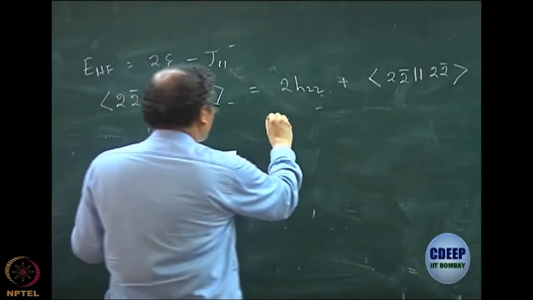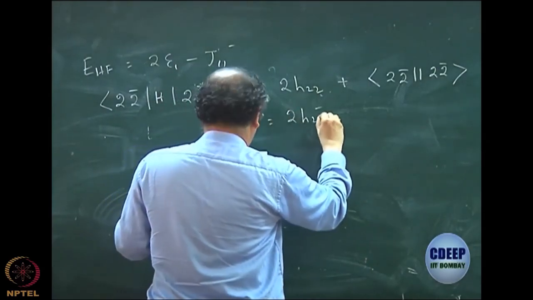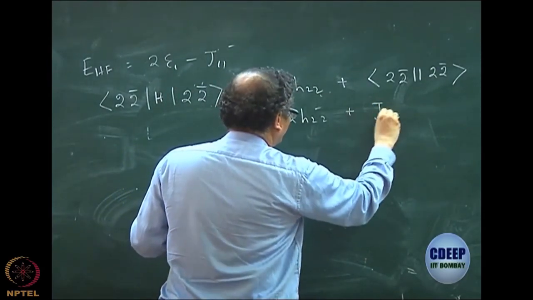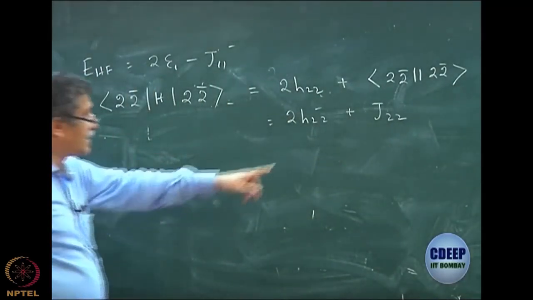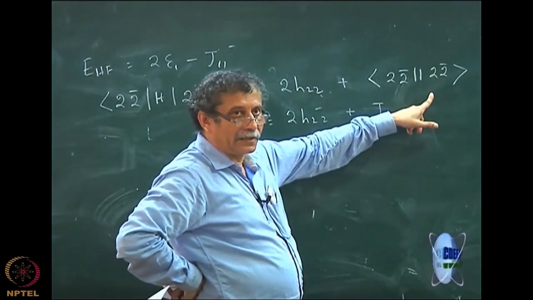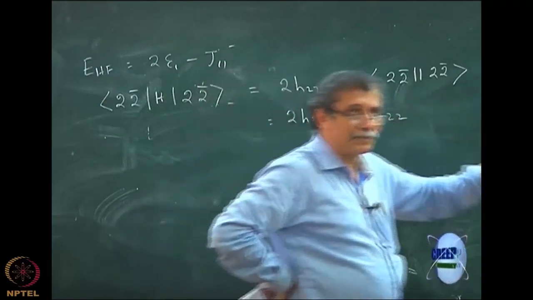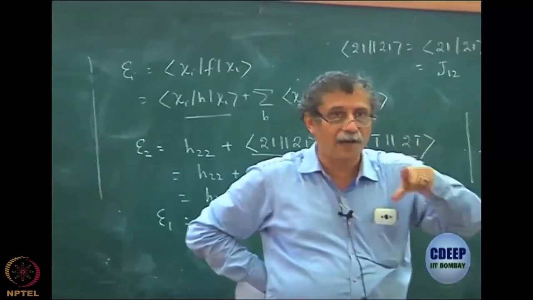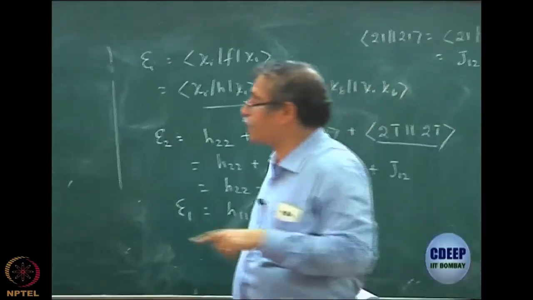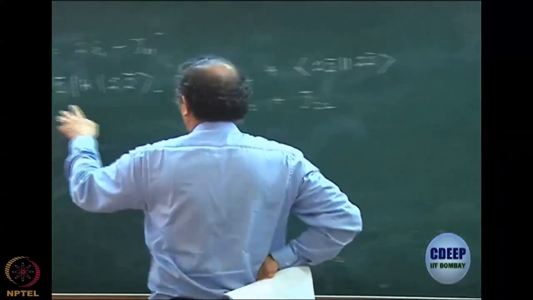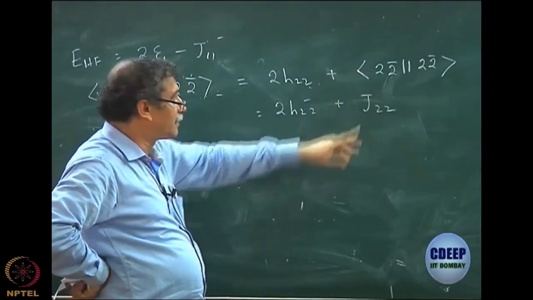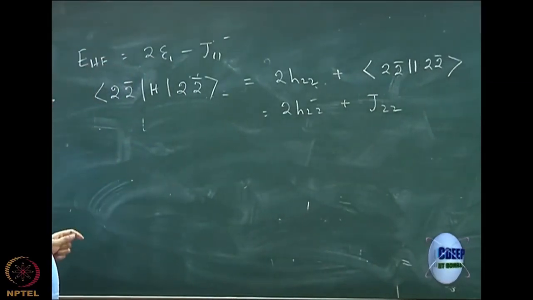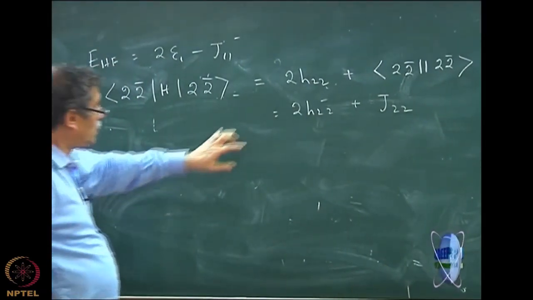Which is nothing but 2 H22 plus J22. This is anti-symmetrized 2, 2 bar, 2, 2 bar. I do not have to write half and all that because only one pair counts. Finally, they will be identical. Actual Slater rule has half and sum over all, sum over both 2 and 2 bar. So, I am just writing only one term because they will all be equal. So, it is 2 H22 plus J22.